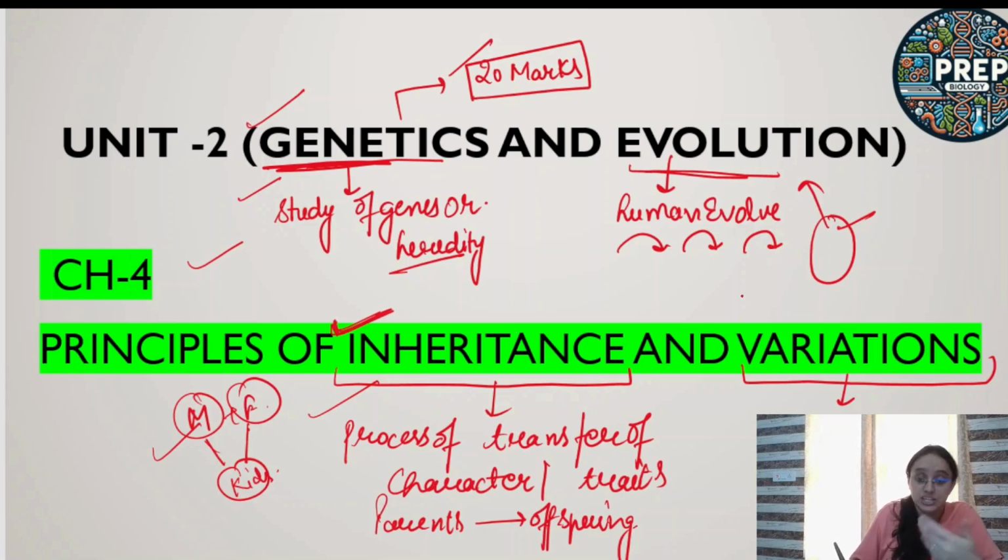And the last is variations. Variations are the differences in the genetic makeup, or morphologically, by which the son or daughter of a particular parent differs from them. This difference is called variation. I hope this is clear to you all. All these terms are very important. So let's start with Mendel's experiment.